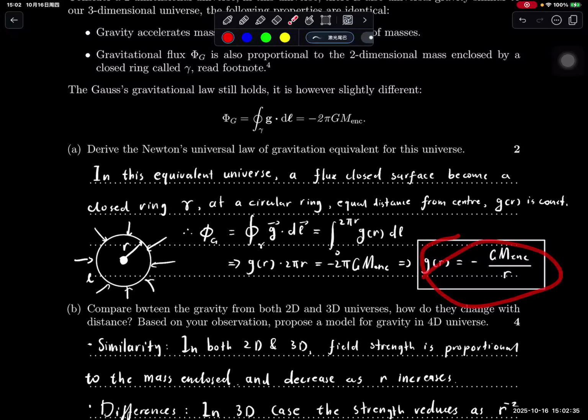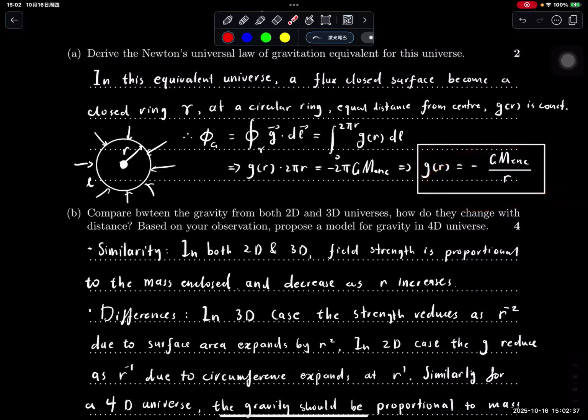So in two-dimensional gravity, it's proportional to the inverse of R. It's not proportional to R squared like we have for three dimensions. So this inverse square law was a direct consequence of the dimension of our universe.